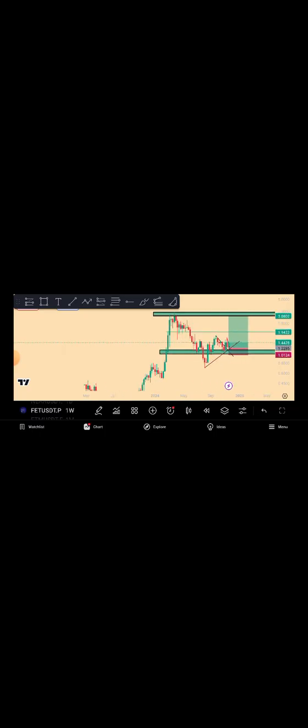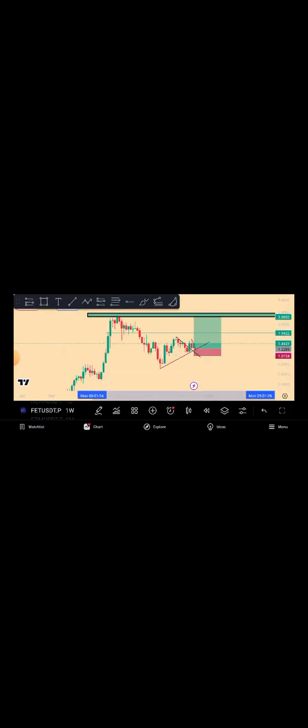Let us go to FET. On FET, I'm actually long on FET presently, as you can see. Let's go to the weekly time frame. On the weekly time frame, we have a range low here. Why do we have it as a range low? Because of this zone here. This came down to this point, pulled back, broke this zone, and then what did it do? It retested this particular zone. So what formed here is something called the cup and handle pattern.